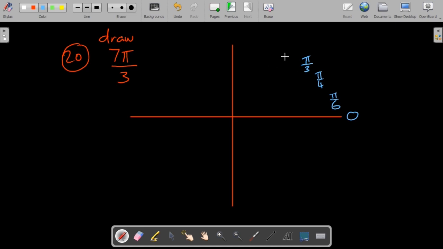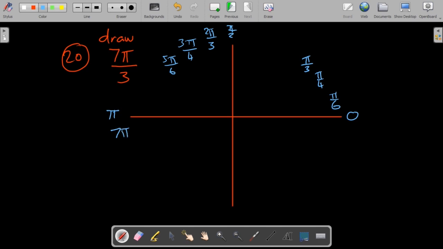Then next, you're going to have 3 pi over 6, which is this point here. We have pi over 2, so 3 pi over 6, pi over 2. Then you continue counting to 4 pi over 6, which is 2 pi over 3. Then you'd have 3 pi over 4. You have 5 pi over 6. Finally, 6 pi over 6, which is just pi.